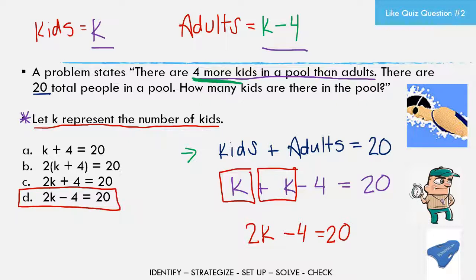So be careful with this because they're giving it to us in terms of adults, like if we were given A for adults instead of K. So you have to do the opposite of what's given to us in this problem.